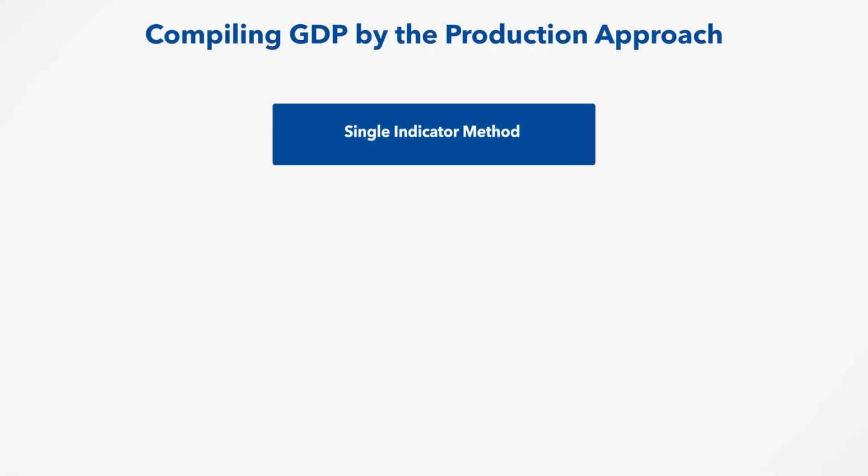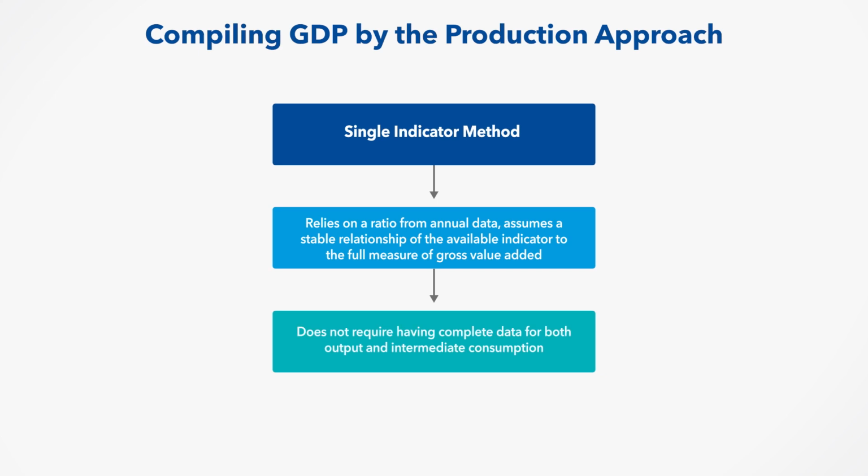When the double indicator method is not feasible in a monthly or quarterly context, a single indicator method may be used. This method relies on a ratio from annual data, assuming that the relationship of the available indicator to the full measure of gross value added is stable.